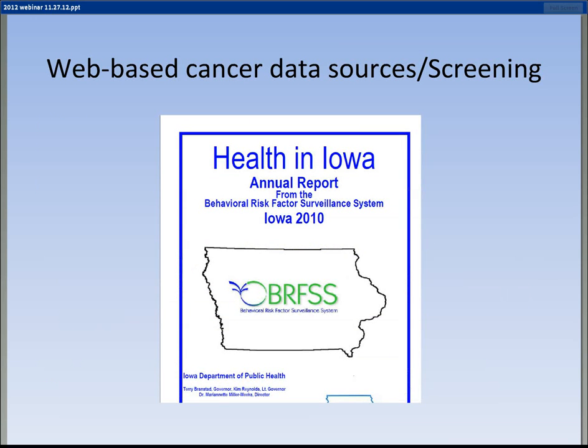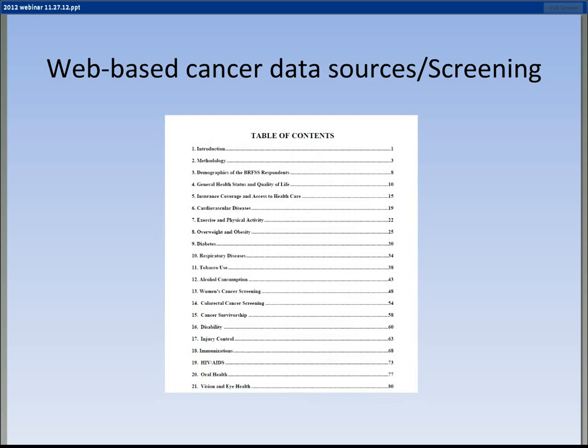This is what the publication looks like. They do this every year, so it'll have the date on the cover so that you know which one it is. And the one thing that I wanted to show with the table of contents is that the questions that are asked in the BRFSS change on a yearly basis. Some content stays the same, but there are some things that change.